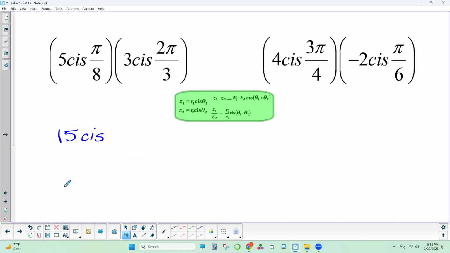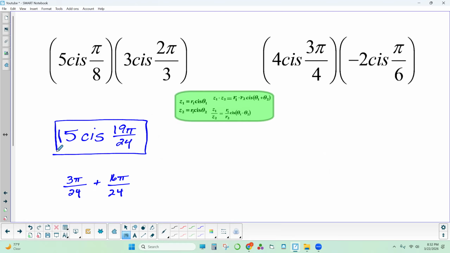So we'll get a common denominator here, which would be 24. And that's going to be 3 pi over 24 and 16 pi over 24. Add them together, and we have 19 pi over 24, and that is it. There's our product. It's that simple.